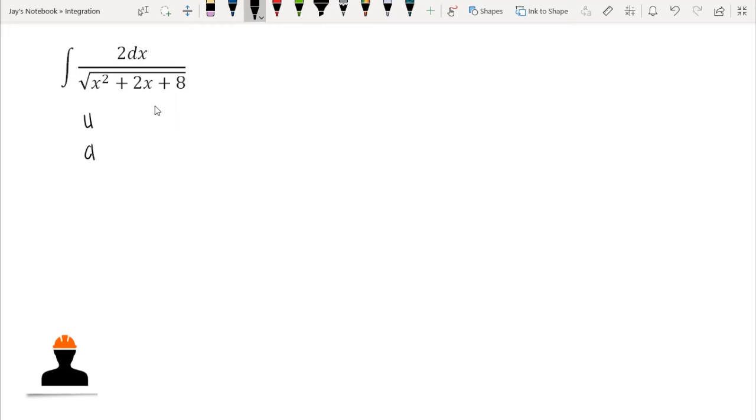However, in our radicand here, we have a quadratic equation, okay? We have x squared plus 2x plus 8. So we cannot identify which is u here and which is a since we have 3 terms. So in this case, we need to again apply completing the square, okay? How are we going to do completing the square? We just introduce a number so that we could create a square of binomial.